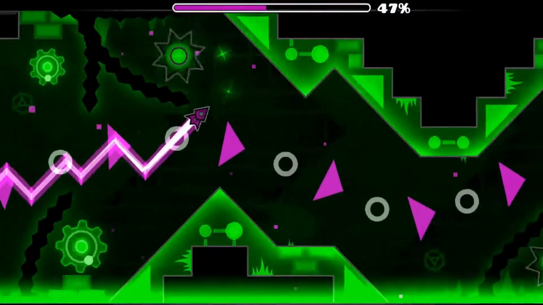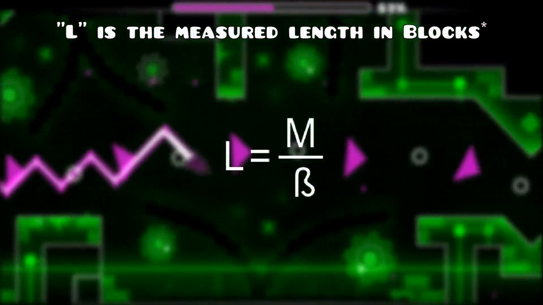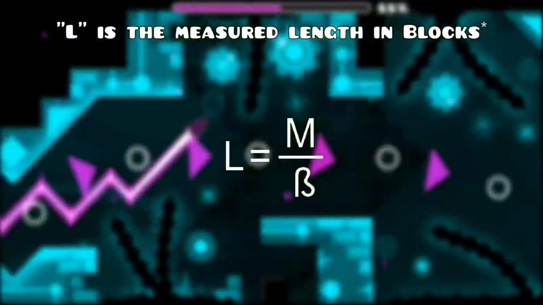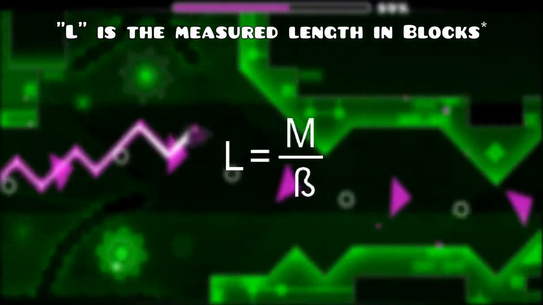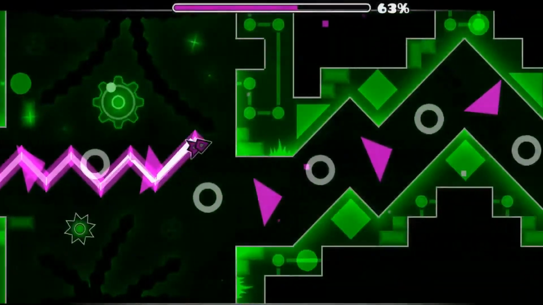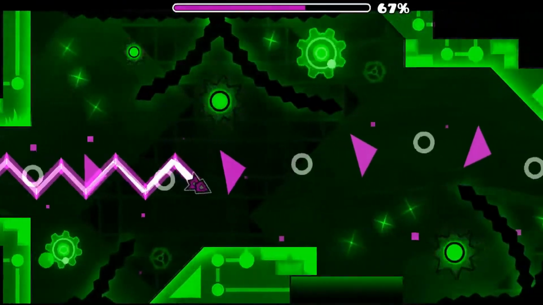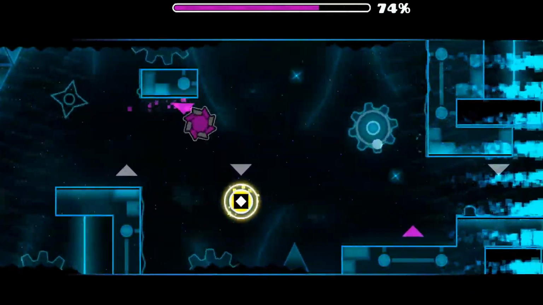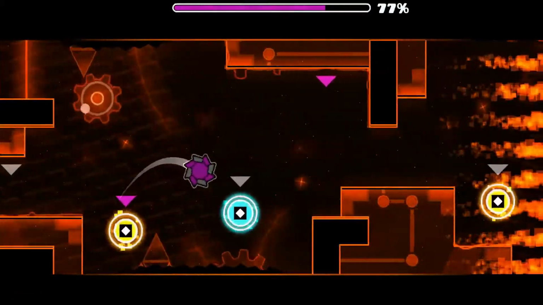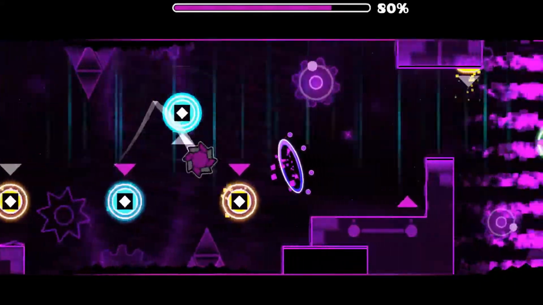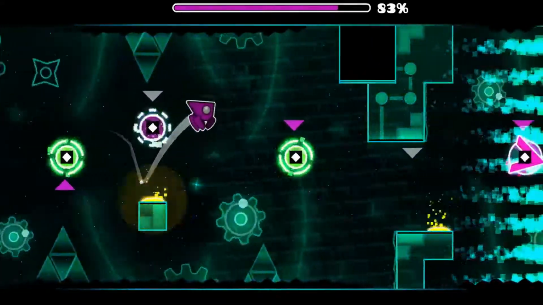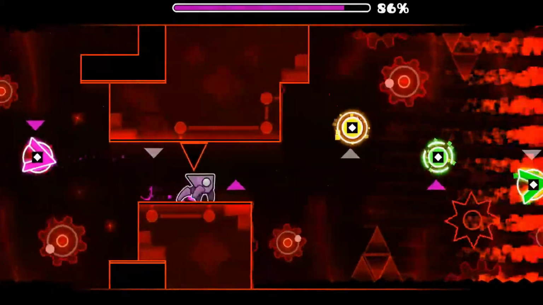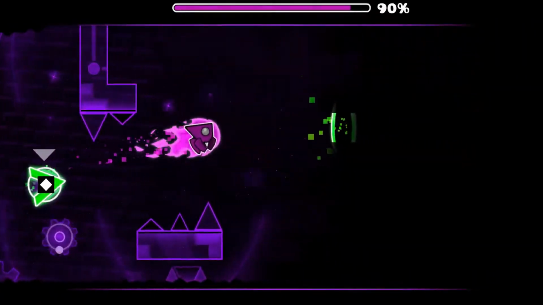First off, here is the relative length formula where m is a measured length in pixels and beta is the amount of pixels per block. This formula allows you to measure any length in GD. However, there is a problem. It doesn't always give the exact correct value, and it's not the formula's fault. It's our computer screen's display's fault. Now, before you go buy another monitor, there's nothing wrong with your display.